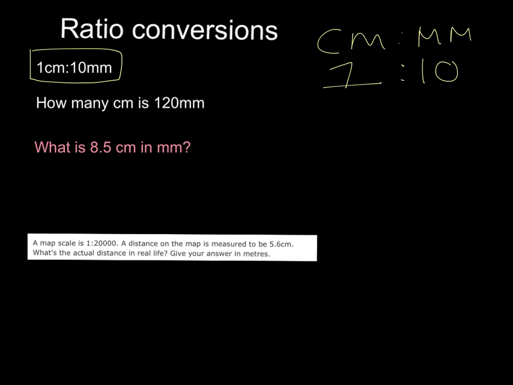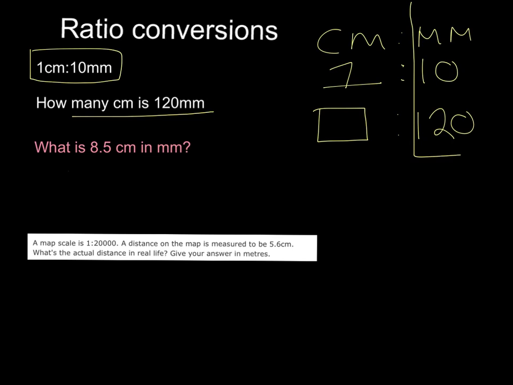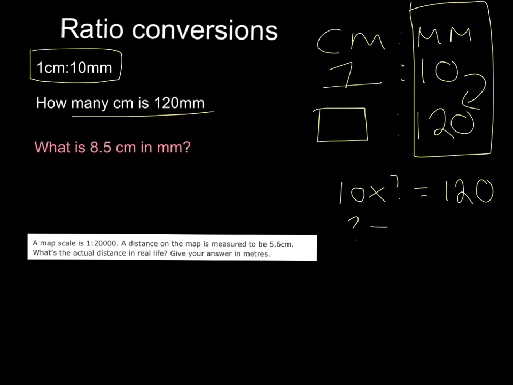The question's asking how many centimetres is 120. So we want to know how many centimetres is 120 millimetres. So the 120 goes under the millimetre side. You then just need to work out what you're multiplying 10 by to get to 120. So 10 times something equals 120. Use your inverse operations to get you the question mark. It's going to be 120, instead of times by 10, inverse, divide by 10.